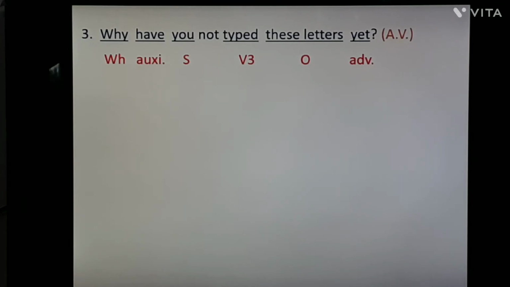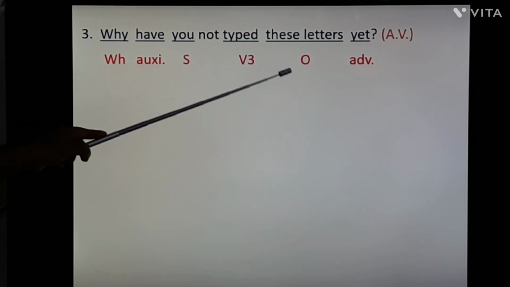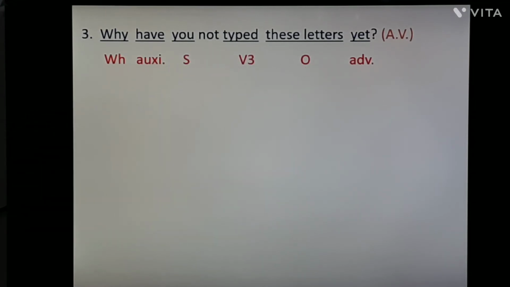Next, why have you not typed these letters yet? So this is active voice. How can you say by is given? No. Been is given? No. So that's why this is active voice. Why, that is a WH question. Have, auxiliary, you, subject, not is given. Then typed, V3 form. These letters, object, and yet, that is an adverb.